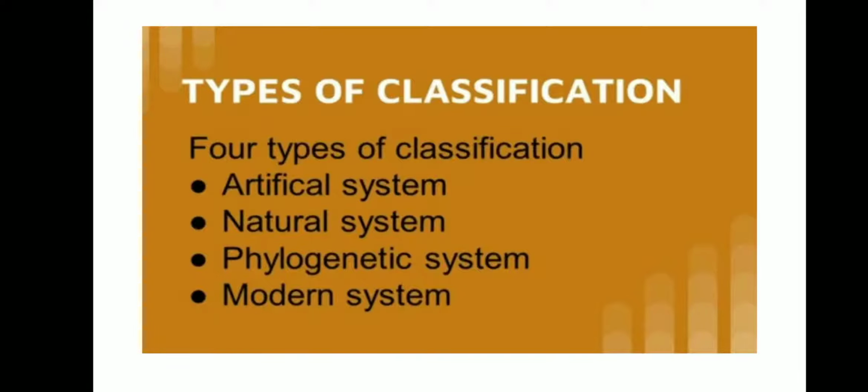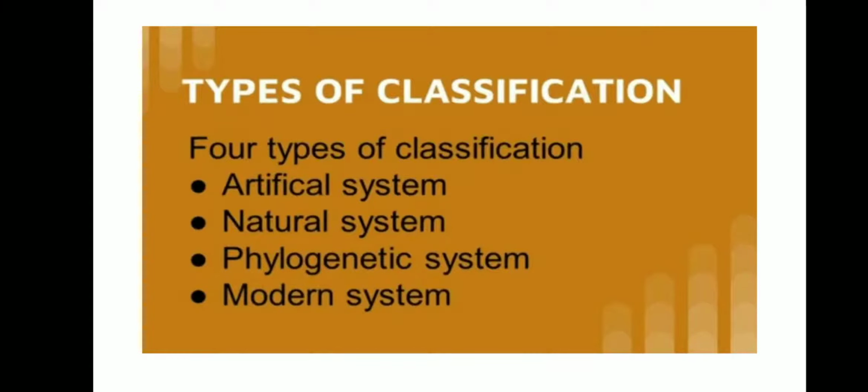Artificial system of classification is the earliest system of classification in plants. Actually, in the artificial system, the plants are classified on the basis of structure, that is, morphological characters. This was first proposed by Carolus Linnaeus in the book Species Plantarum.